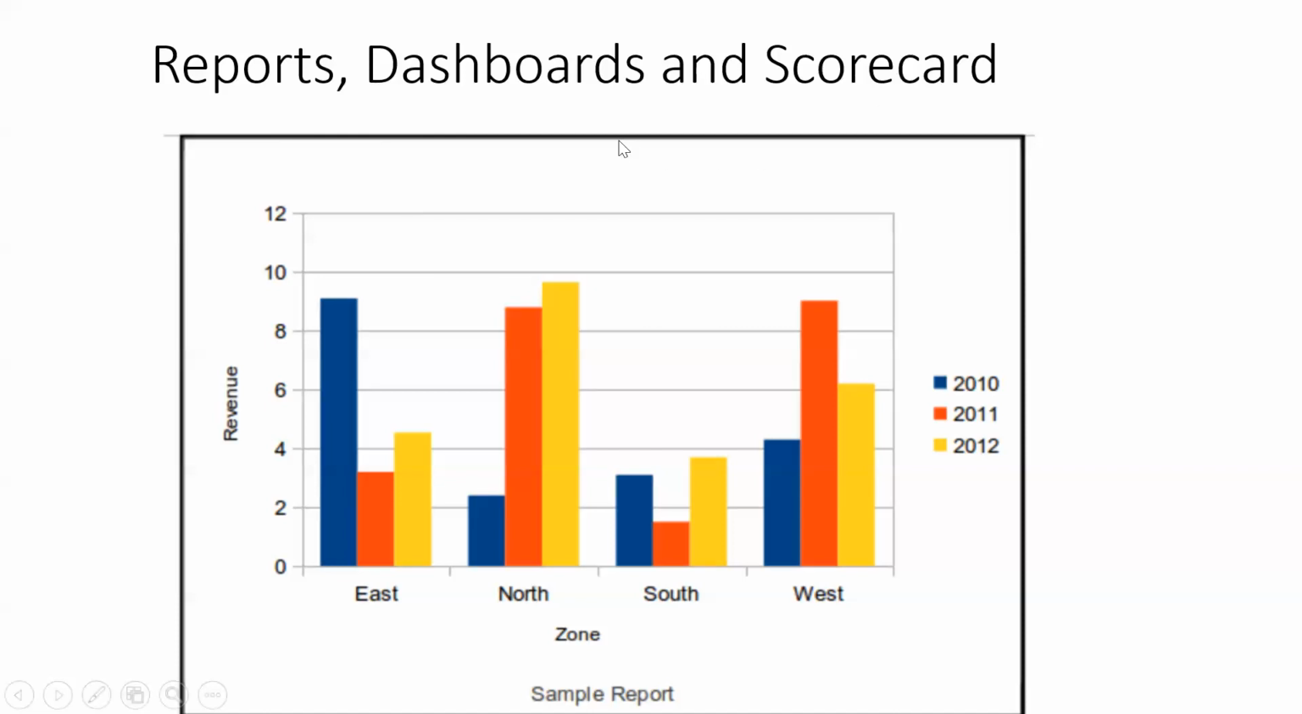Reports, dashboard, scorecard. What is a dashboard? A dashboard is a collection of reports only. That's it. If, on a single page, we consolidate lots of reports and charts, that is called a dashboard. A scorecard is also a visualization tool, a visualization view, just like a dashboard.